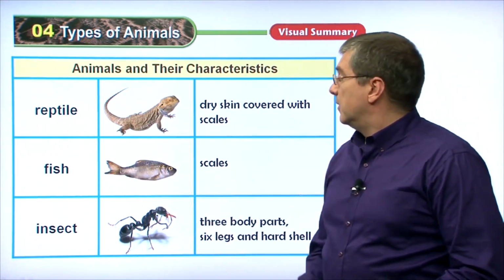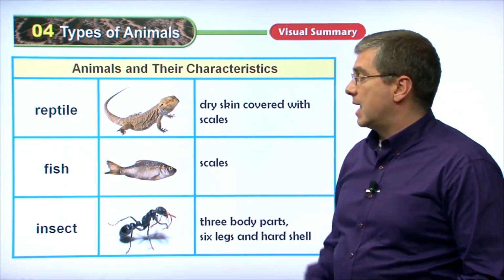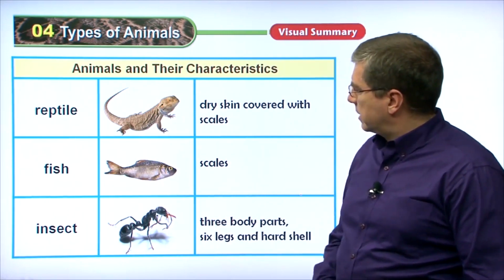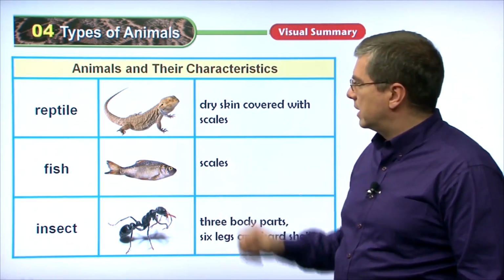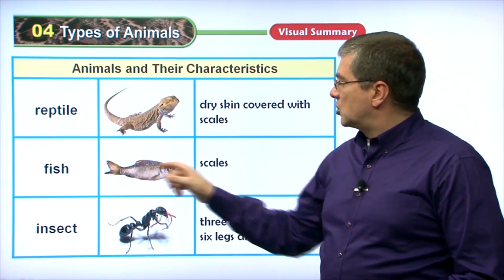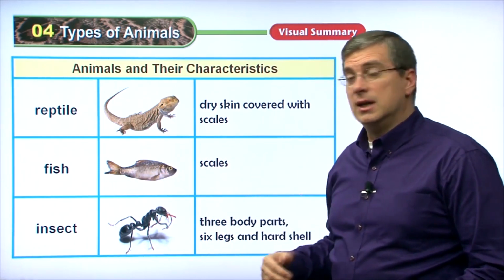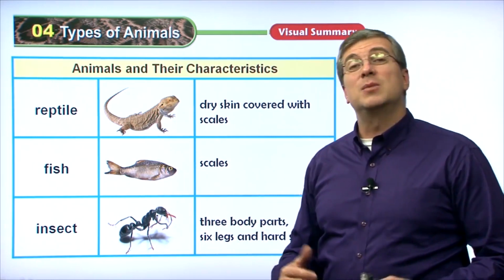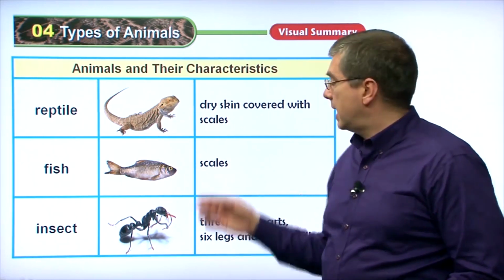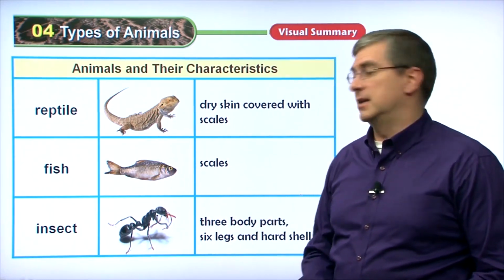What about fish? Fish also have scales. We can see that. It seems a little bit short here, but we can also remember fish live underwater and have scales for skin. So fish live underwater. They can breathe underwater, and they have scales on their skin.